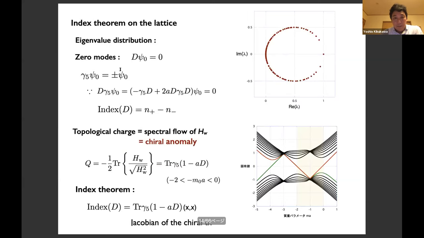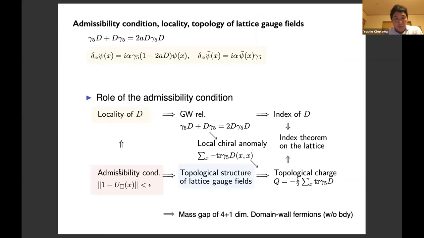Okay, so let me briefly mention this structure. The admissibility condition assures that the Dirac operator is local. Then this chiral transformation makes sense even for the Dirac operator here. Since D satisfies the Ginsparg-Wilson relation, this chiral transformation gives an exact invariance of the action, but the fermion measure can change, or we can have a non-trivial Jacobian. And this produces this factor, gamma 5 times D, trace, sum over x, with the lattice spacing. And this expression can define the topological charge of the gauge field, in terms of the local lattice field summed over the lattice.